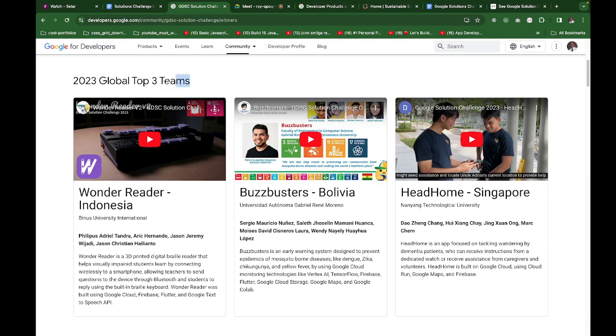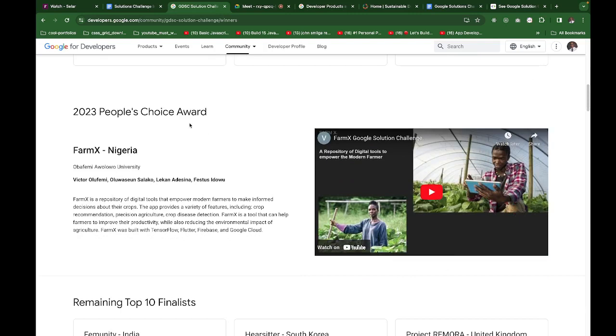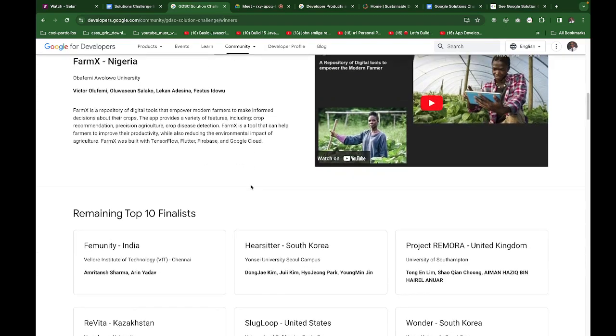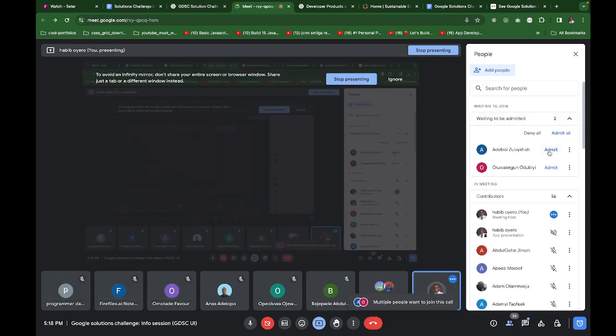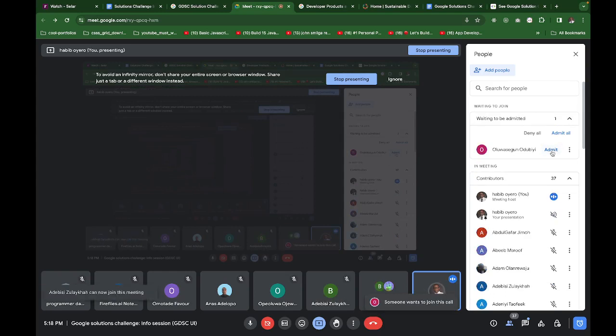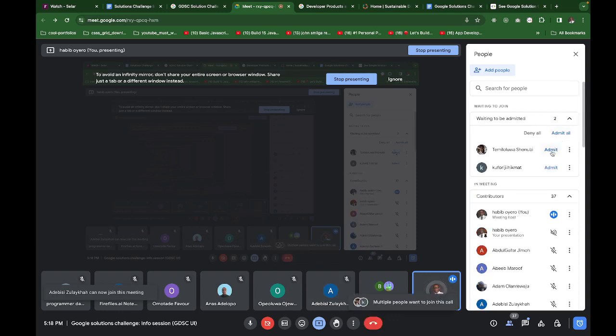The top three best teams that came out last year are these teams, and the People's Choice Award went to Farm X, of which Victor Olufemi is the team lead, and he is also on this call to highlight some strategies and tips that might be helpful for those participating in this year's Solutions Challenge. Thank you everyone. If you have any question, you can drop it in the comment section. Victor, you can please unmute your mic and go on. Thank you very much.